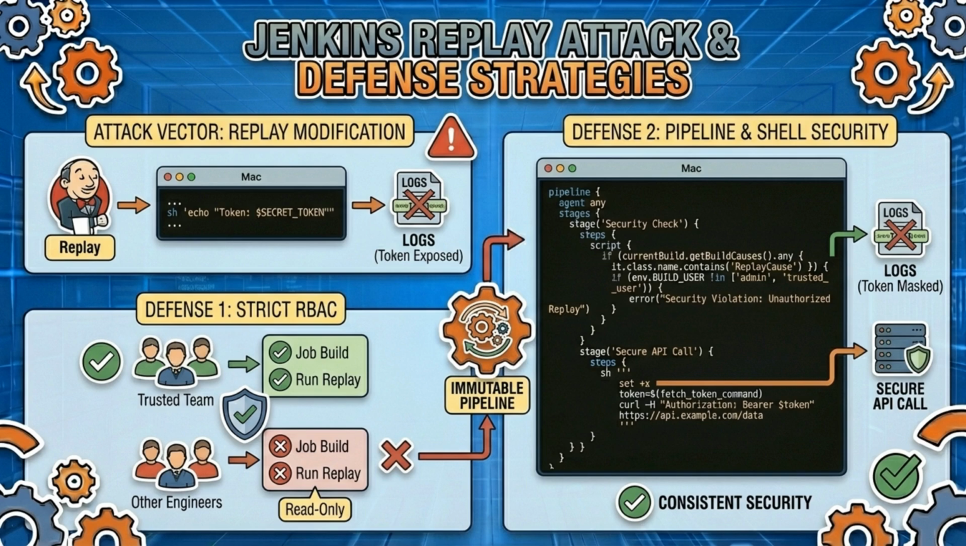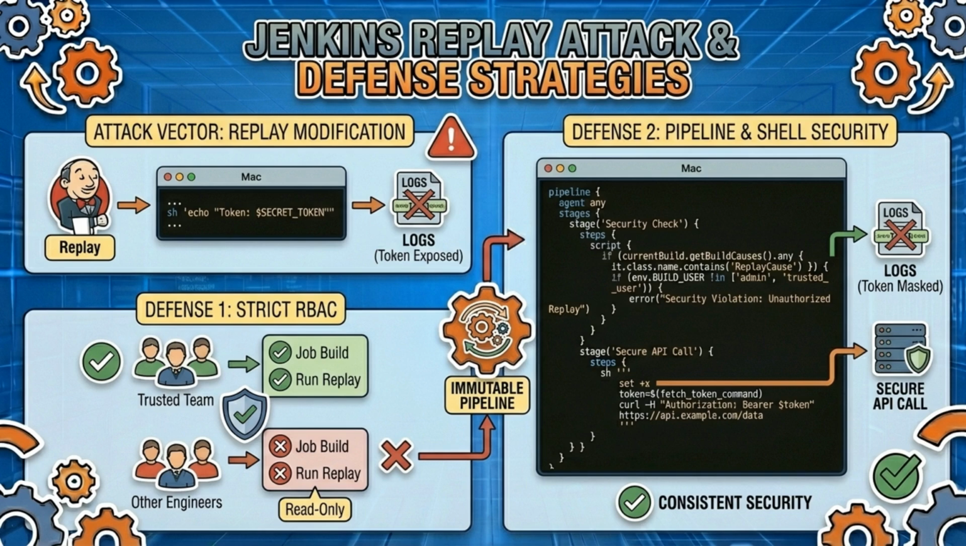However, for true defense in depth, you should also programmatically police replays within your Jenkinsfile. At the very beginning of your pipeline, inspect the build causes using the currentBuild.getBuildCauses method. If you detect the replay cause class, you can validate the user triggering the job against a strict whitelist. If an unauthorized user is detected, output a strict security violation print statement to the console and immediately trigger an error to abort the execution. By enforcing this dual layer approach, any attempt to tamper with the pipeline execution via the UI will trigger an automatic failure, ensuring your secret handling logic remains immutable.